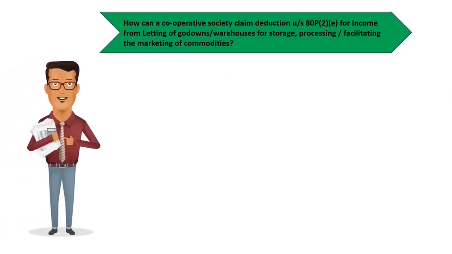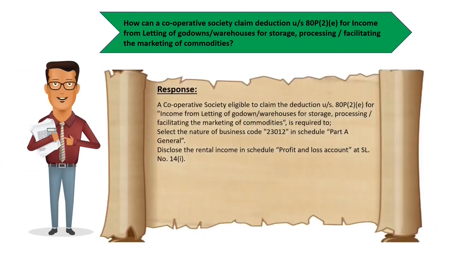Another question which is relevant for cooperative societies could be, how can a cooperative society claim deduction under Section 80P subsection 2 clause E for income from letting of godowns, warehouses for storage, processing, or facilitating the marketing of commodities? Please note that a cooperative society eligible to claim deduction under Section 80P subsection 2 clause E for income from letting of godowns, warehouses for storage, processing and facilitating the marketing of commodities is required to select the nature of business code 23012 in Schedule Part A General.